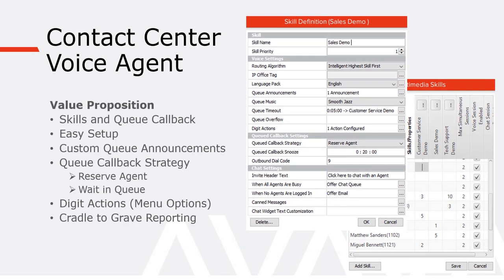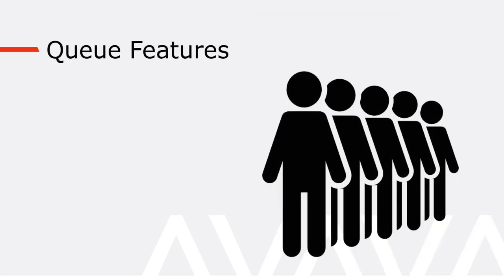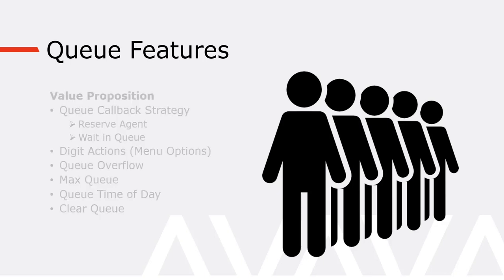Now the nice thing is it's very easy to set up. You have a lot of options within your queuing: custom queue announcements, queue callback that is easy to deploy, digit actions, and again, cradle to grave reporting. We'll go over in depth again how you set up the queue and the different skills-based routing algorithms. But let's just talk real quickly about the different queue features.